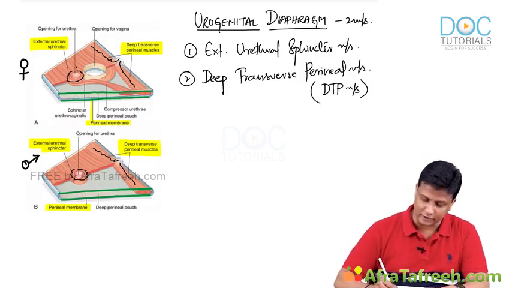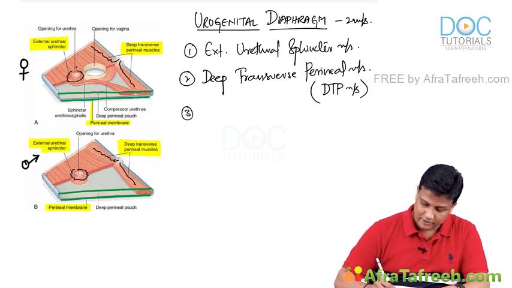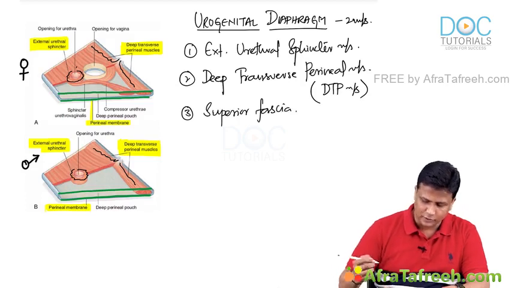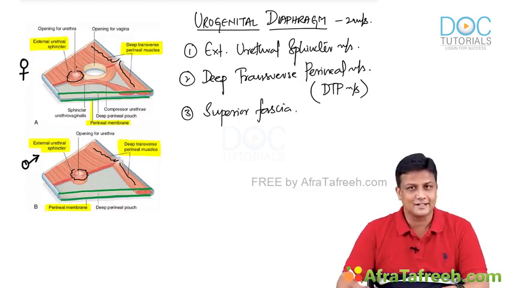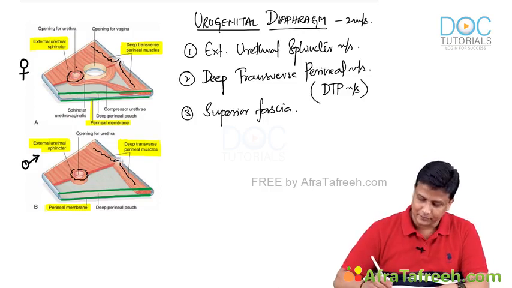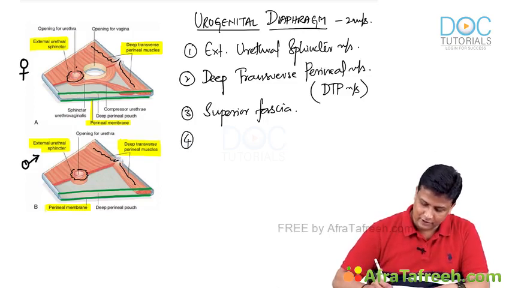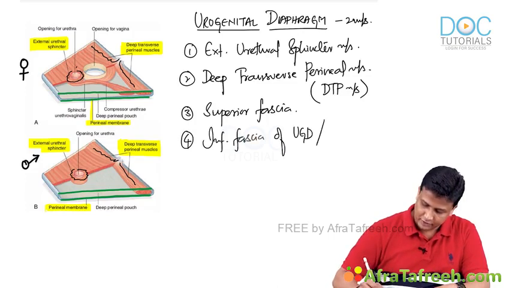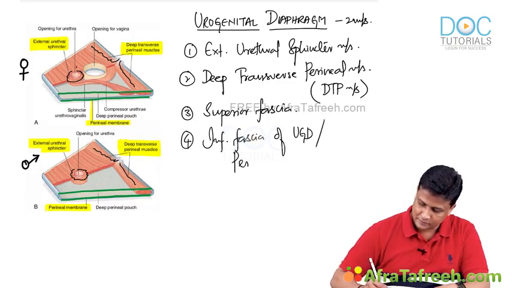So let us just include in our notes here. Please write down the full name here, guys. Superior fascia. Why? Because usually we have a habit of writing just SUP, and I have seen most of the students while revising, they are calling it superficial. It's superior fascia. Number 4, inferior fascia of urogenital diaphragm, which is also referred to as perineal membrane.